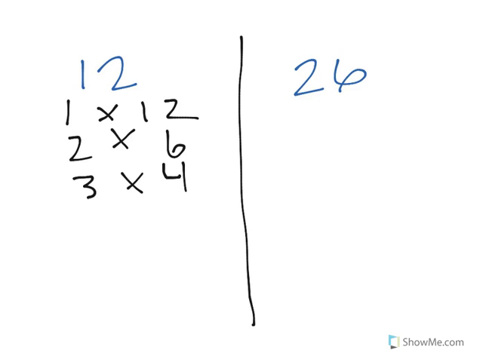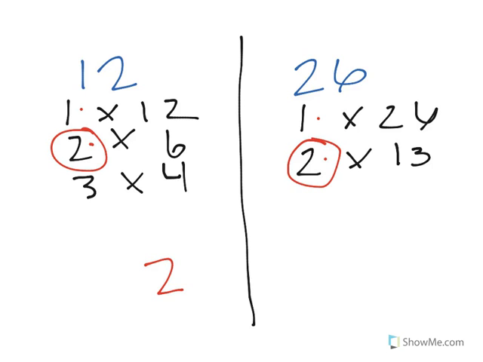Then I think of the factors of 26. I have 1 times 26, and I have 2 times 13. If I'm looking for the greatest common factor, common means that it has to be on both sides, it has to be the greatest, meaning the largest, and it has to be a factor. So, I see that 1 is on both sides, but I also see that 2 is on both sides. 2 is the largest factor that is common, so 2 is the greatest common factor, or GCF.